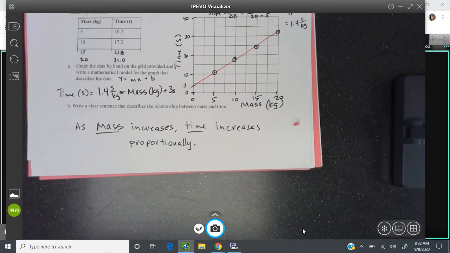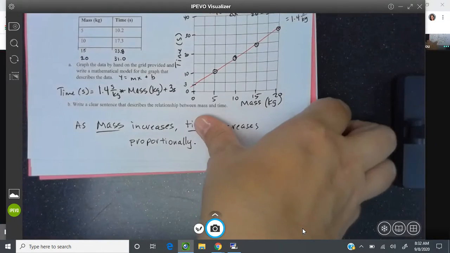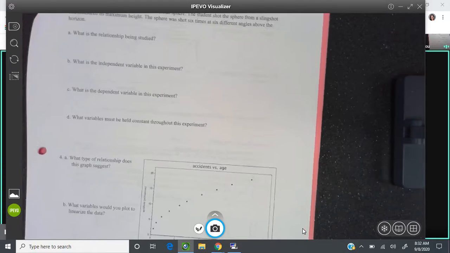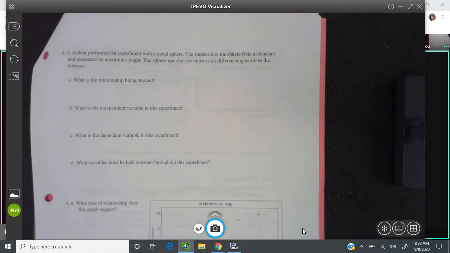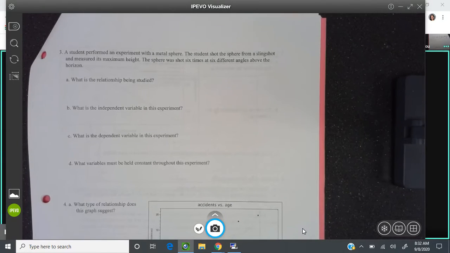You guys have any questions about number 2? No questions? Okay. So let's do number 3. A student performed an experiment with a metal sphere. The student shot the sphere from a slingshot and measured its maximum height. The sphere was shot 6 times at 6 different angles above the horizon. What's the relationship being studied?